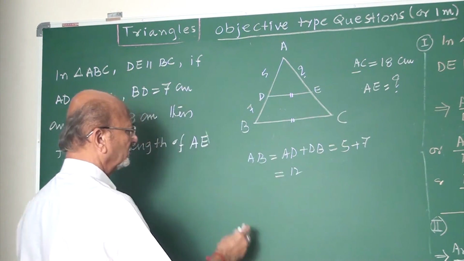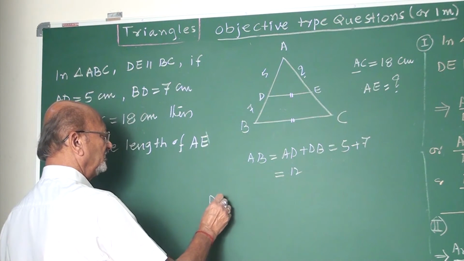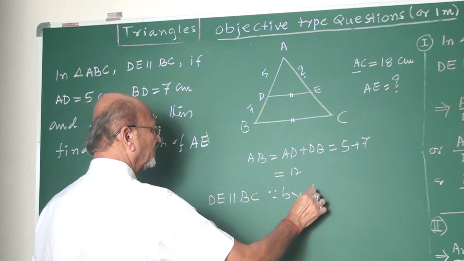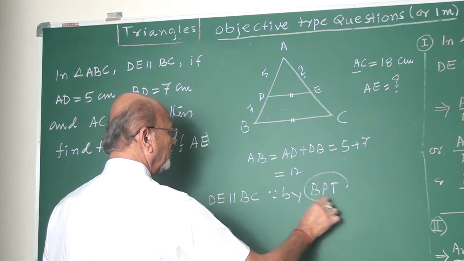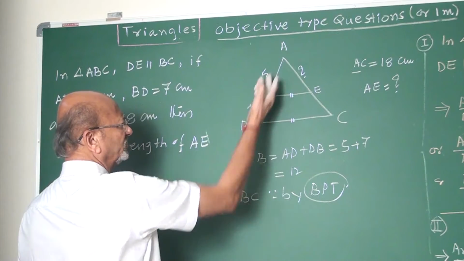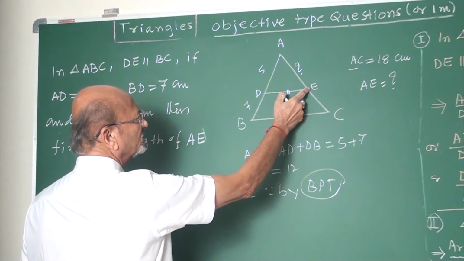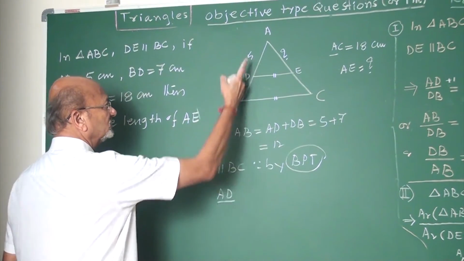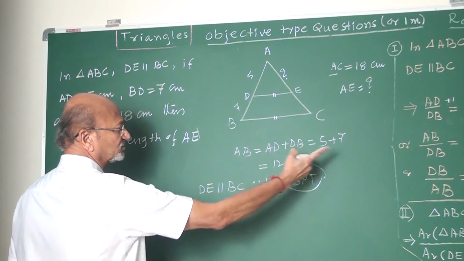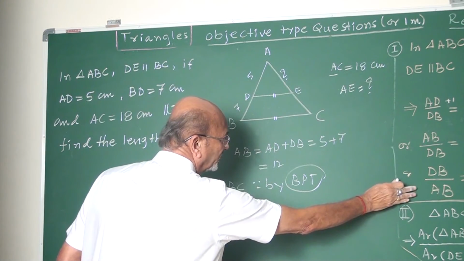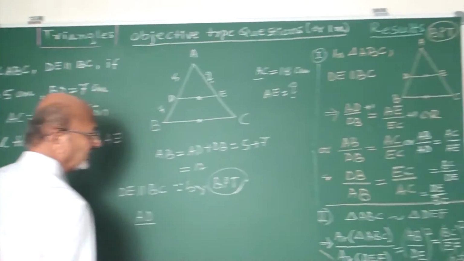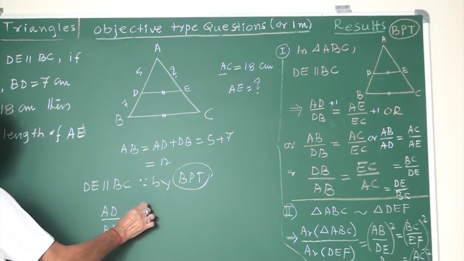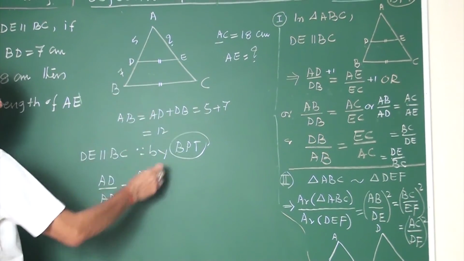Once again, my friends, what is given? DE parallel to BC. Therefore, by BPT result, you can take any one. Anyway, you want AE. What is the partner of AE? It is AD. So, by BPT result, AD upon AB, as this side is AC, equal to AE upon AC, my friends. I have explained everything here.